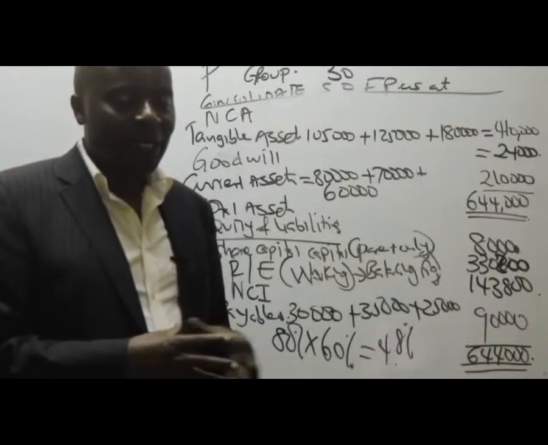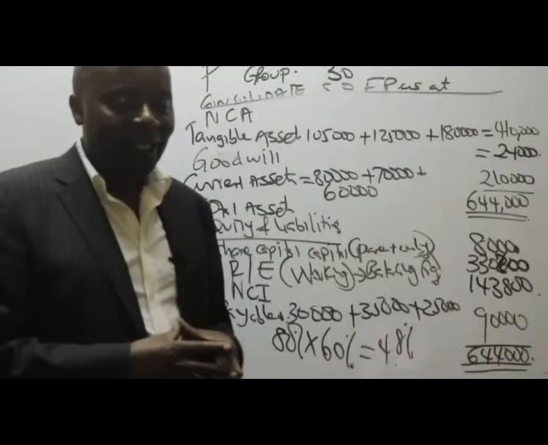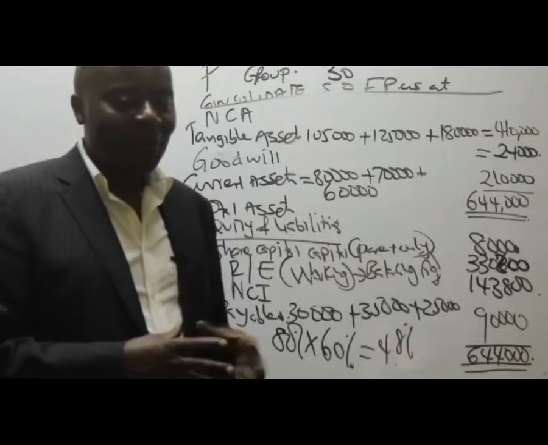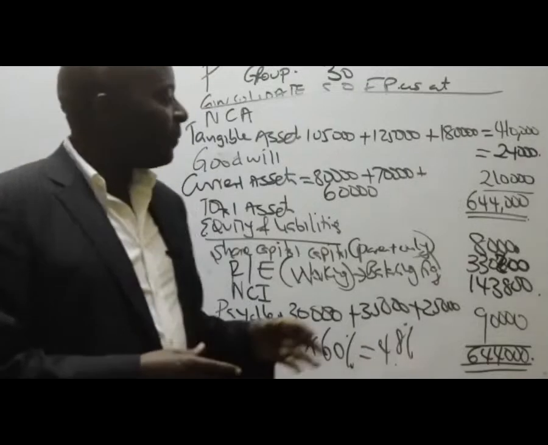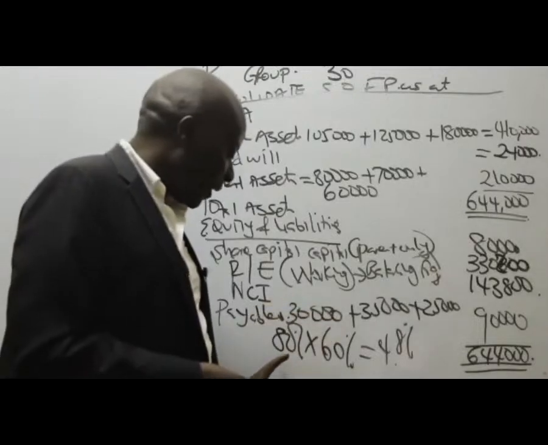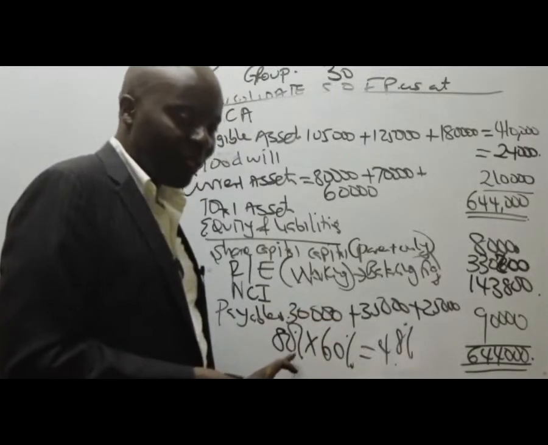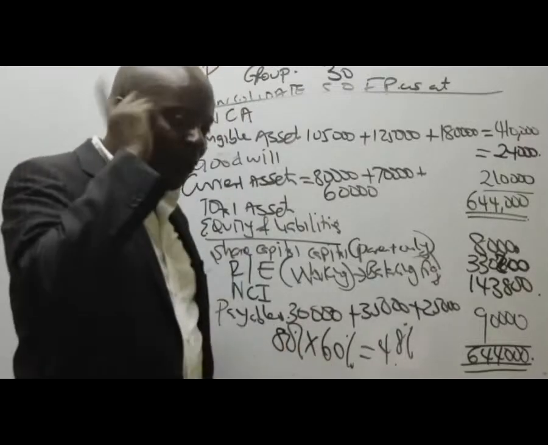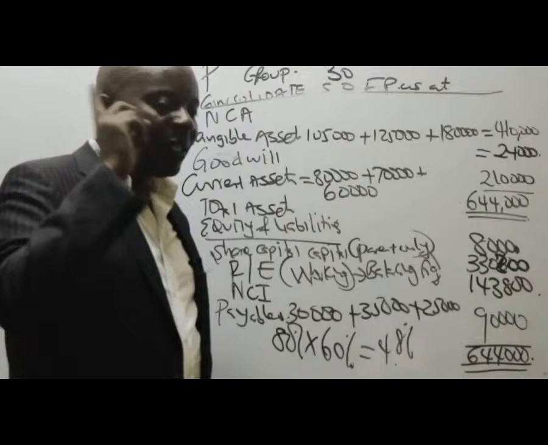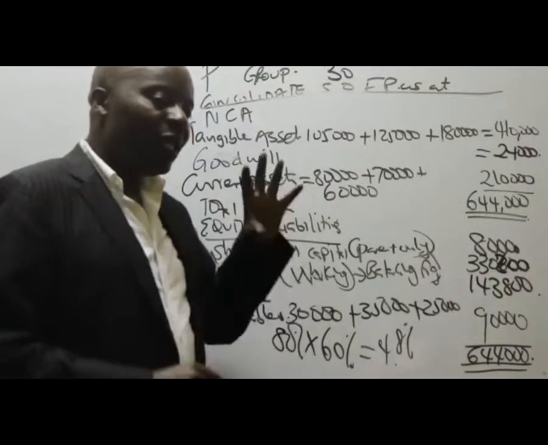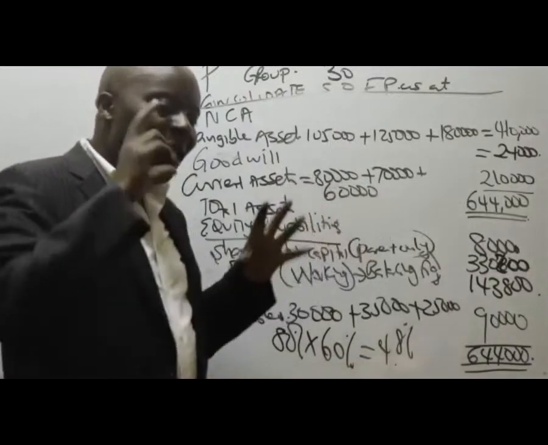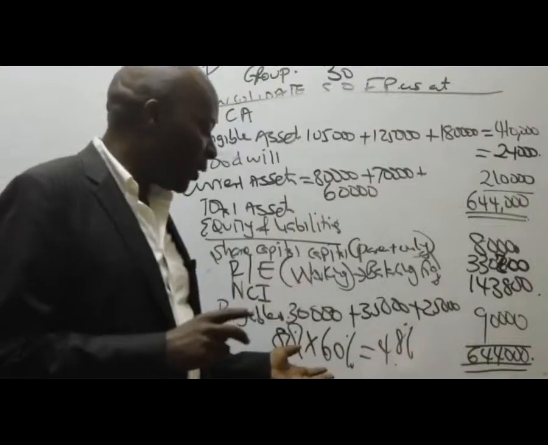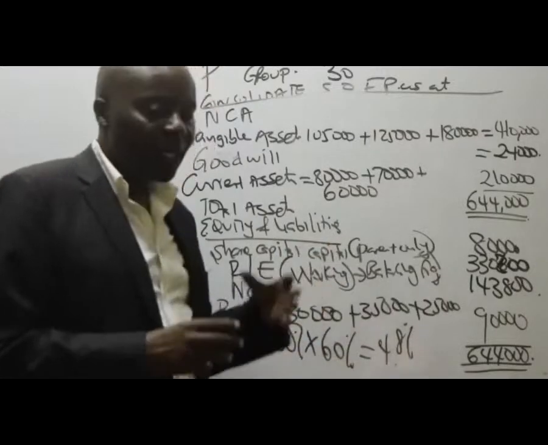How did we get the 110 times 20%? Remember, we had this 80%, the NCI was 20%. And this company called S paid 110,000. Out of the 110,000 that was paid, 80% was paid by the parent, 20% was paid by NCI. So we took 20% of that 110.